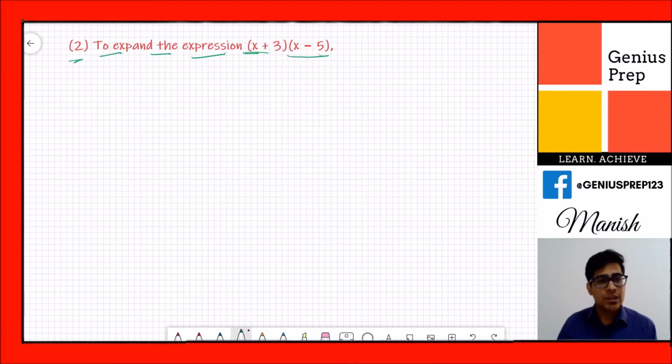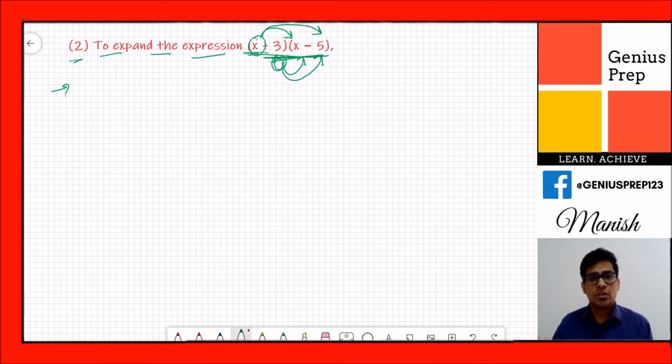So what we do in this kind of question, whenever you have to expand this, first we take the first expression and multiply it with this, and then take the second expression and multiply this with this and this. It's a very simple multiplication. The only thing you need to know is the sign of the integers.